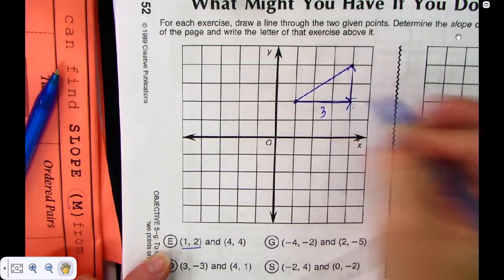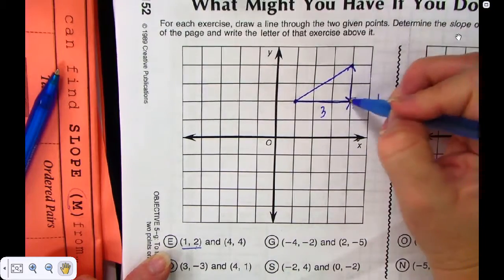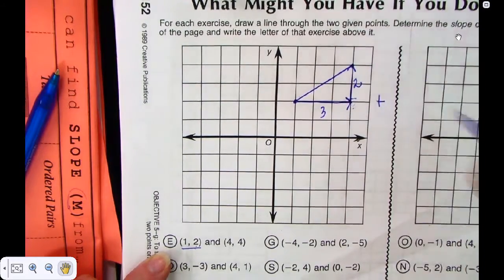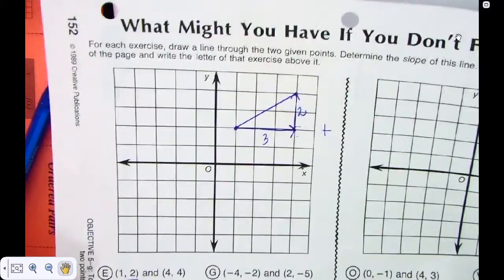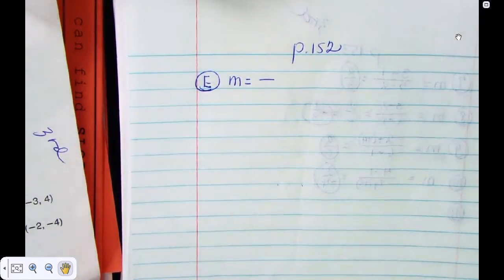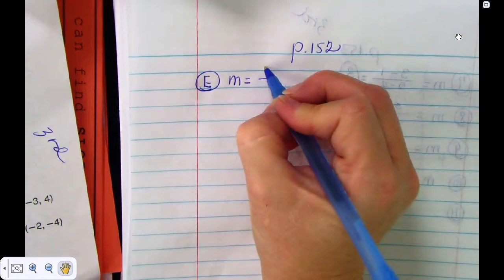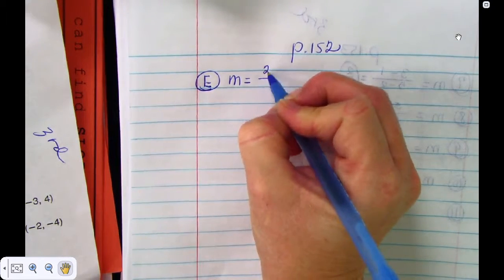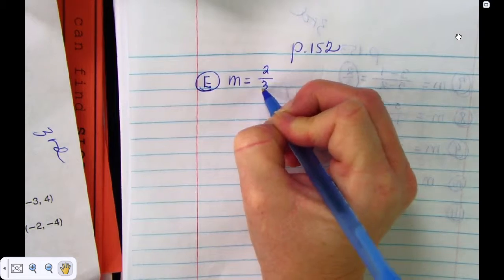And it's positive because you went to the right. And then we're going up how many? 2. Now, on your piece of paper, you're going to put M equals, and we're going to do rise over run. So it's going to be 2 over 3.